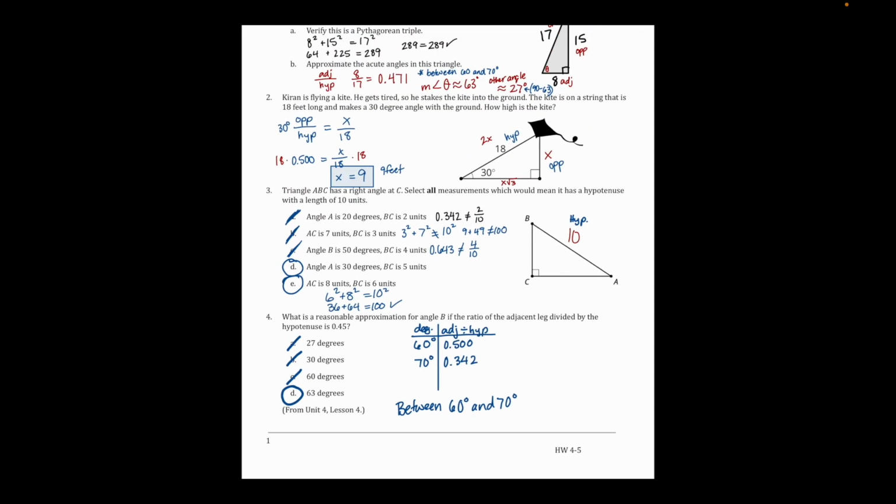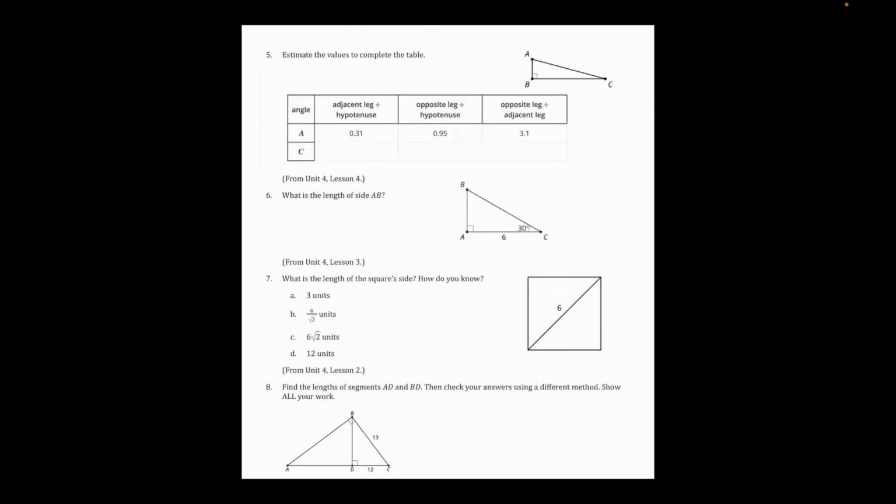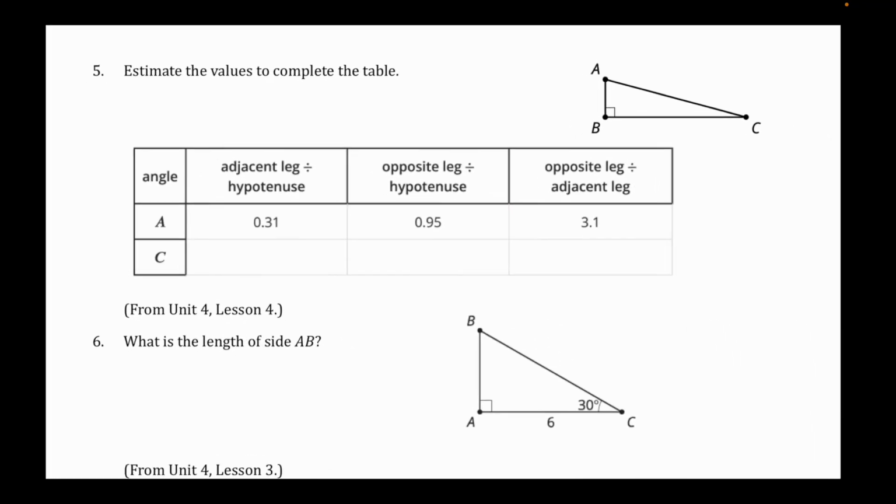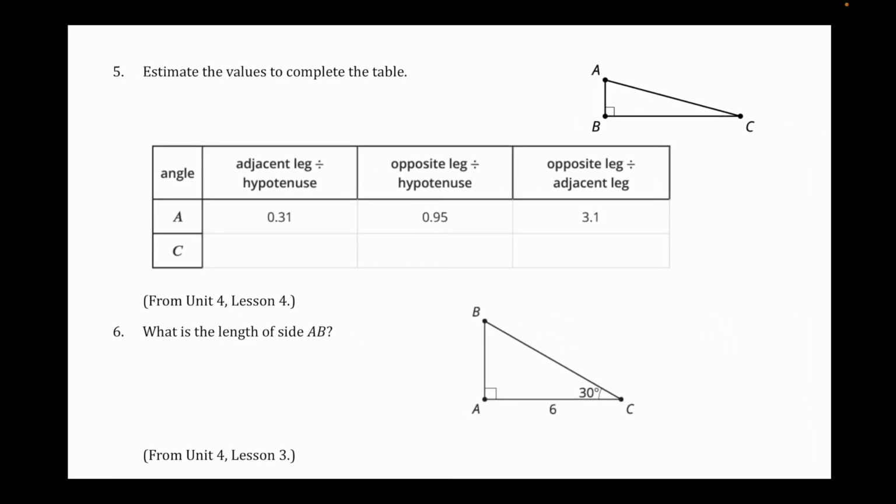So that's going to bring us to the backside of our homework. So let's look at this one. This is going to be estimating values to complete the table. Well, if it wants us to estimate, lucky for me, I know that there's a trick to this. And because we don't have angles to go from, we have to go with patterns on our table. So what we know is that adjacent and opposite switch when we change angle.